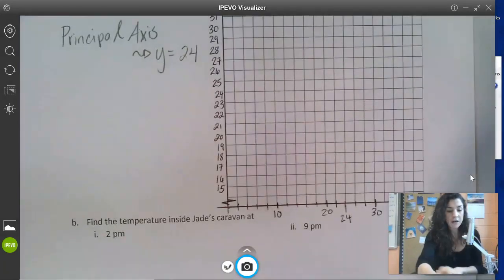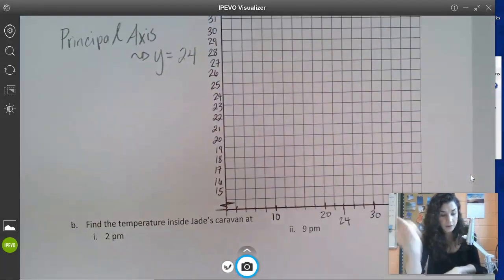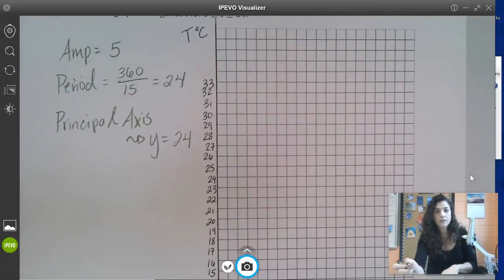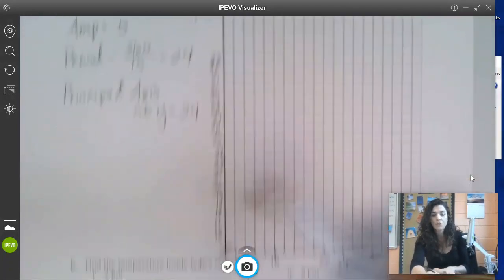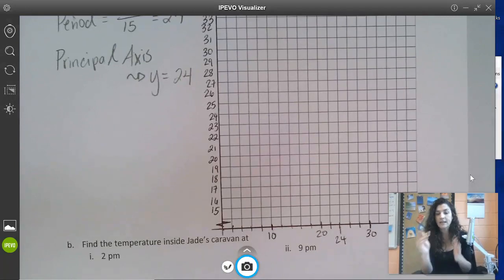And then I can just stop there. I'm going to label this as capital T for degrees Celsius. Temperature on the y-axis, time on the x-axis. I've labeled and scaled my graph, so now I'm ready to start graphing.